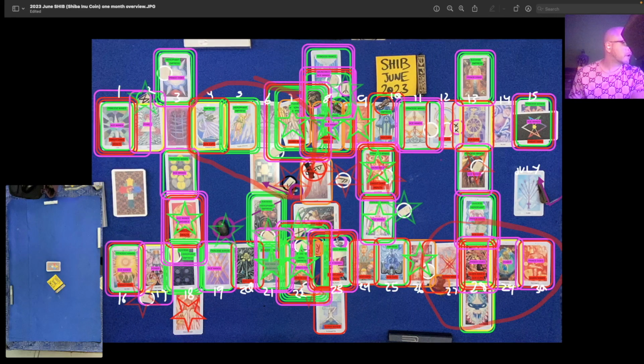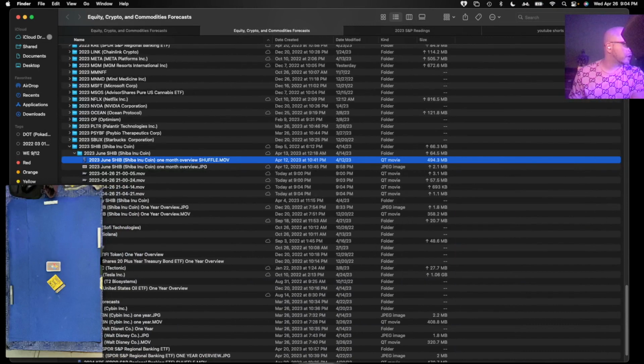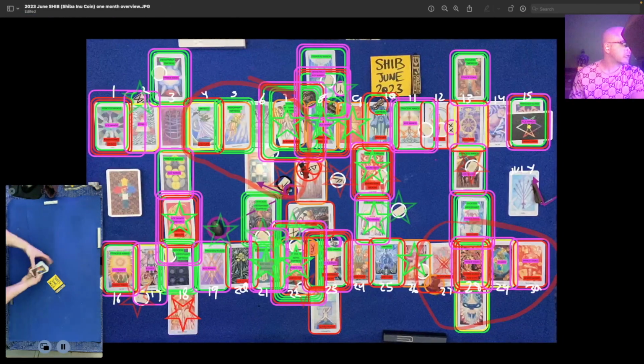Oh, and then also the June SHIB coin prediction, the shuffle file we're about to play was created on April 12th, 2023 at 10:41 p.m. Eastern Time. That's this file here.